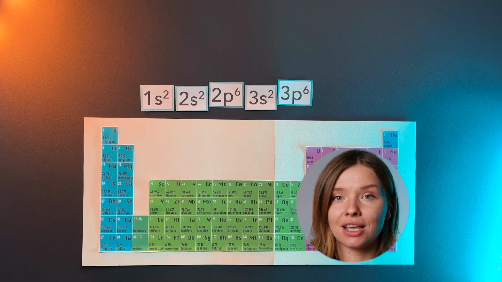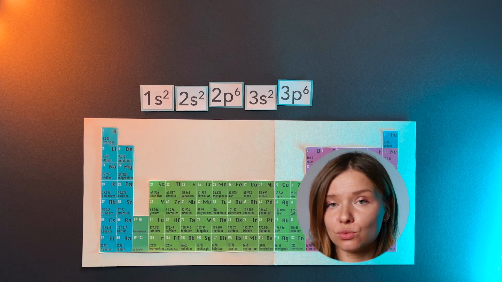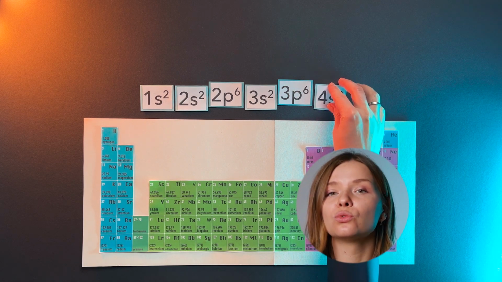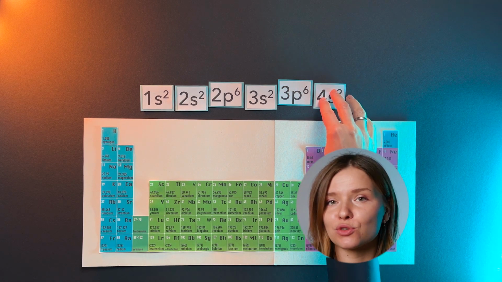And the last example with a d element. Let's take vanadium. We just wrote the electron configuration for potassium, so we can immediately get 1s2, 2s2, 2p6, 3s2 and 3p6 for the first 18 electrons. And then we should add 4s2, as we expected, as we see 2 s elements in the fourth period.